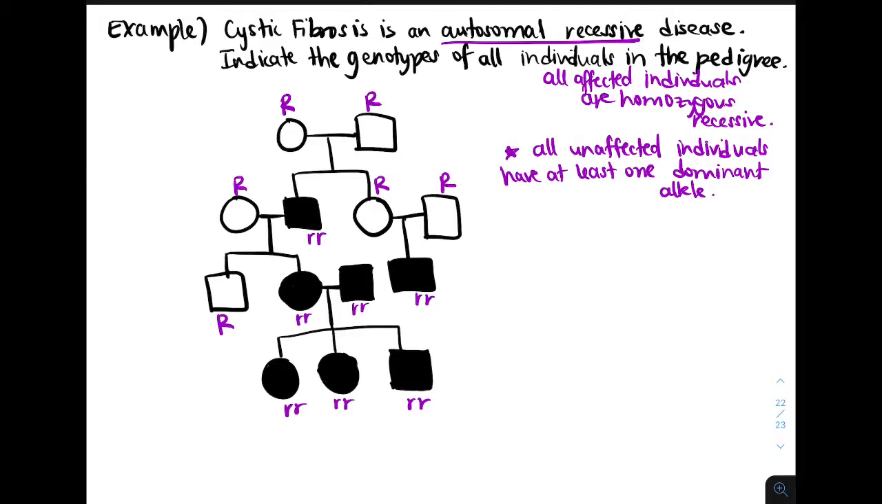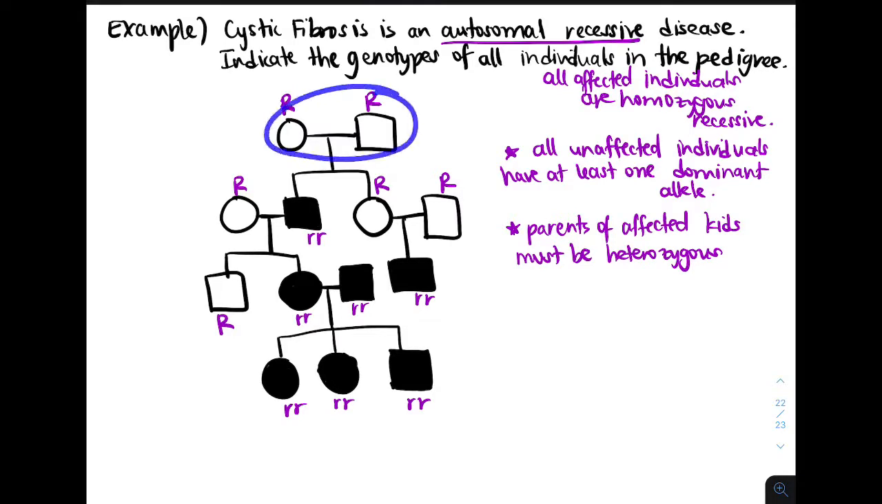Now, parents that don't show the trait must be heterozygous if they have affected kids. So parents of affected kids must be heterozygous. So let's take a look at the first generation. We see that these parents have an affected child. That means that both parents must have contributed a little r allele in order for the child to be homozygous recessive. Therefore, both parents must have the little r allele, so both parents are heterozygous.